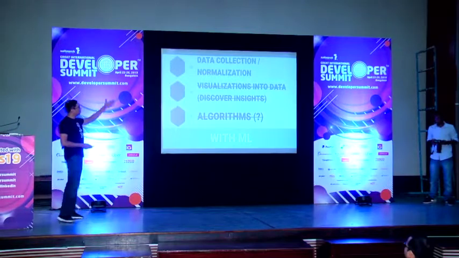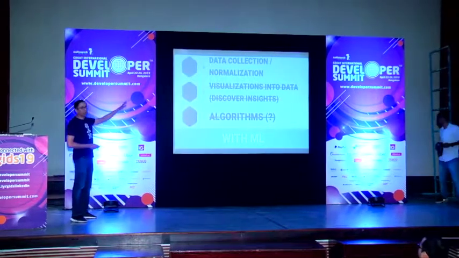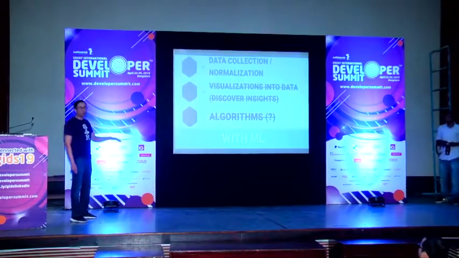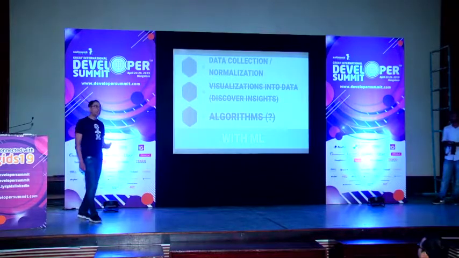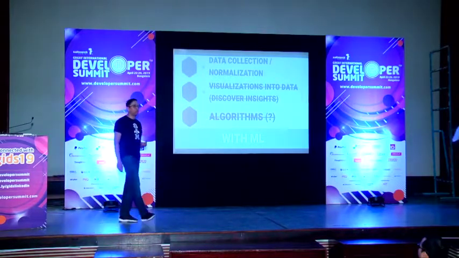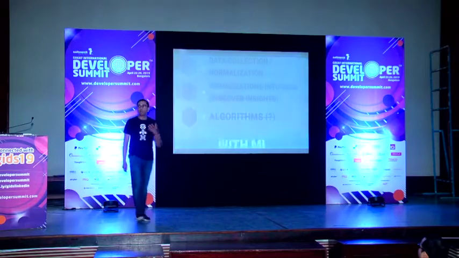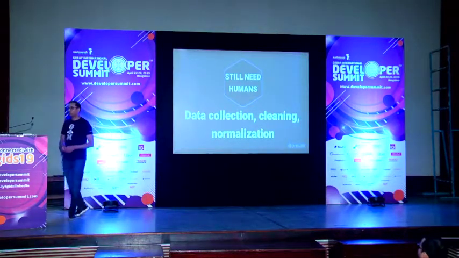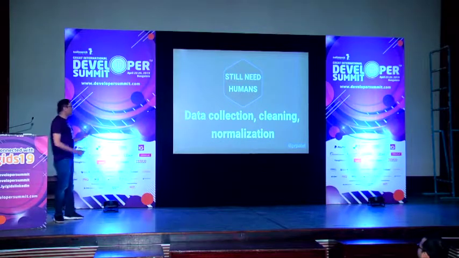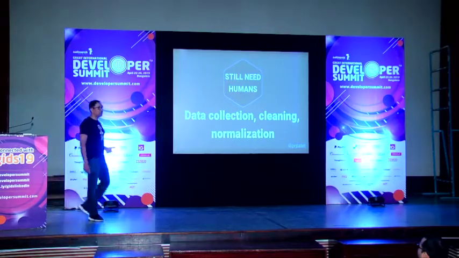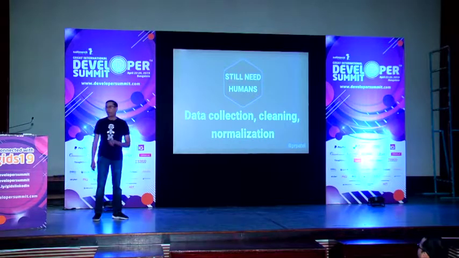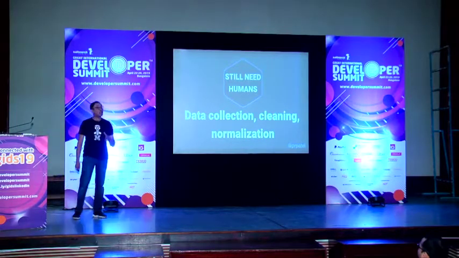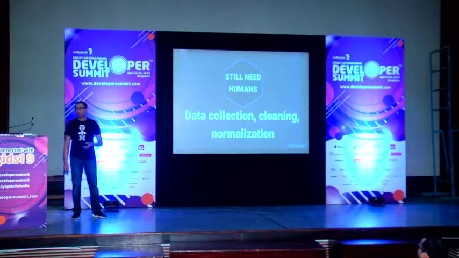But the other two things, visualizations into data or discovering insights and algorithms, that is what the machine does for us today. That's what we can apply machine learning to, okay? That's the basic premise behind how we go and approach machine learning problems. So we still need humans to do data collection, cleaning, normalization. Right? Machine learning is not advanced enough yet to do that first step, and may never be, for that matter.